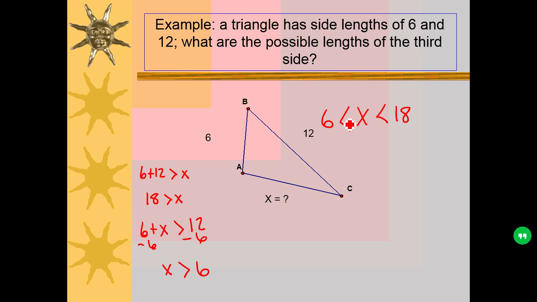So will that work if I choose 7? Try the number 7 real quick. 6 plus 7 is 13. 13 is greater than 12, so that does work. So this inequality will work. So that third side needs to be larger than 6, but smaller than 18.